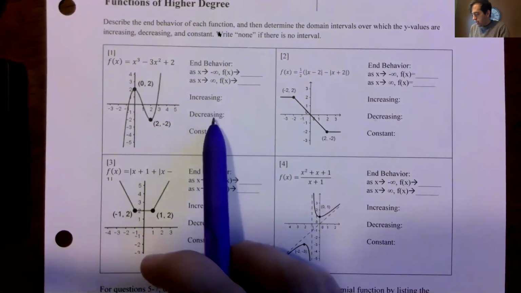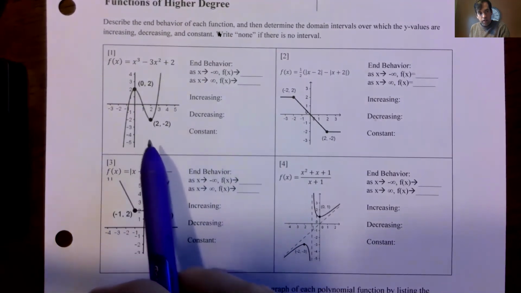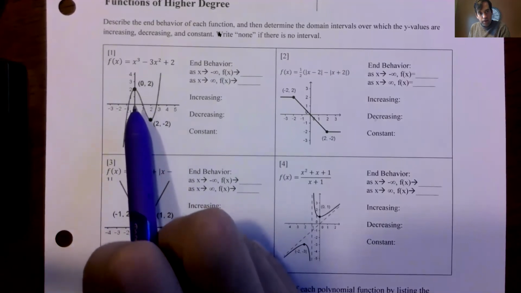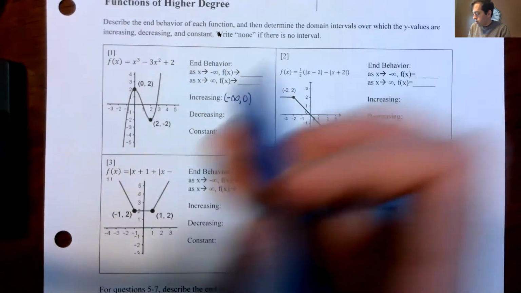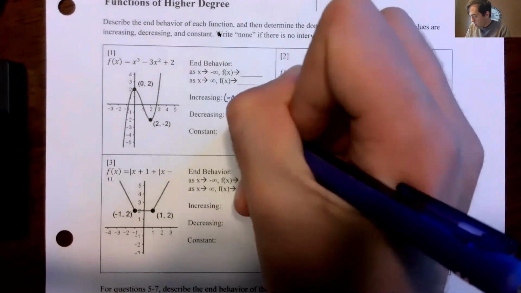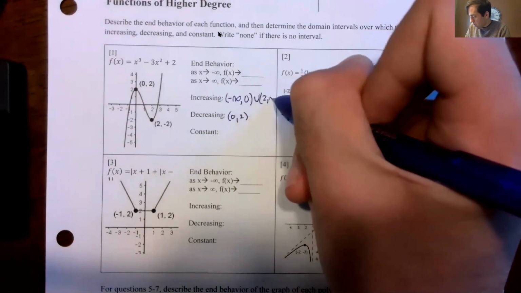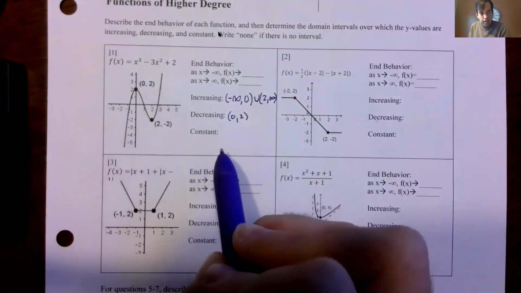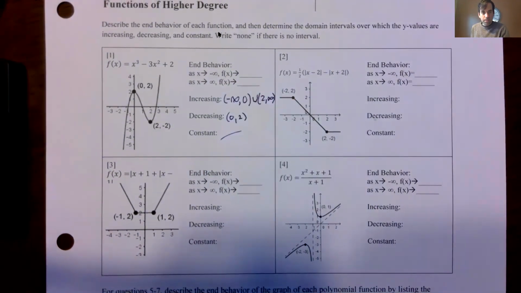When it says increasing, decreasing, or constant, it wants to know the intervals in interval notation. So in this first question, it's increasing until an x value of 0. So we would write negative infinity to 0. Then it's decreasing from 0 to 2. And then from 2 on, it's increasing again. So that will go back up here. There's no interval where we just have a horizontal line, where we have a constant in this first one. So that doesn't exist.